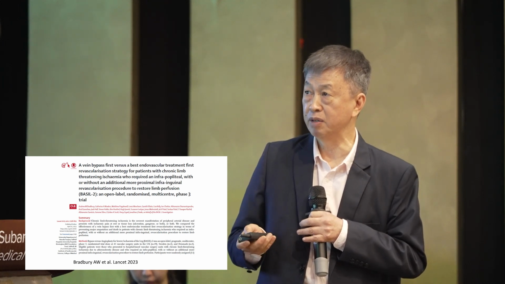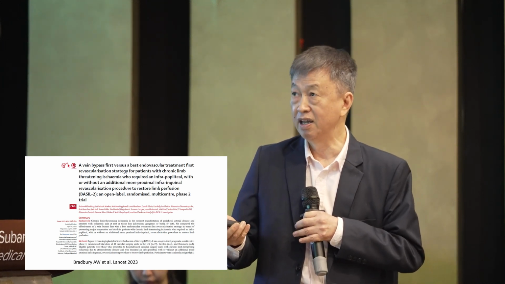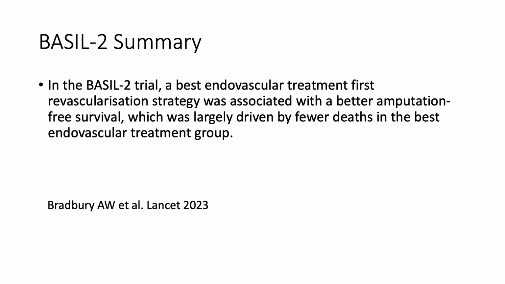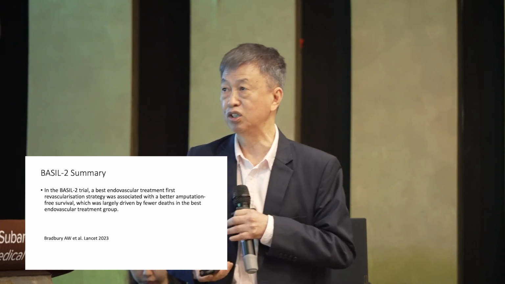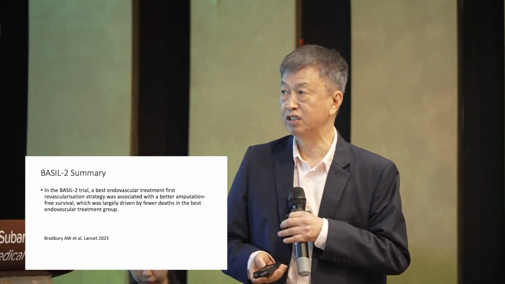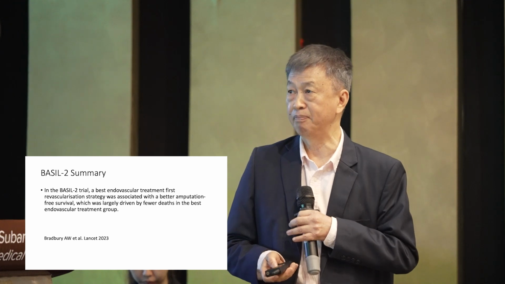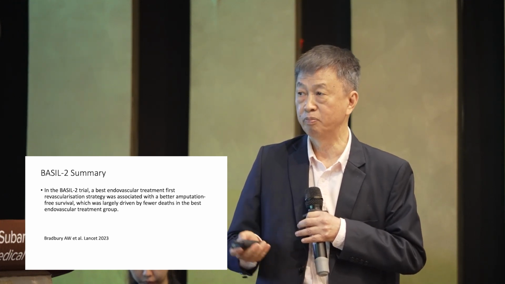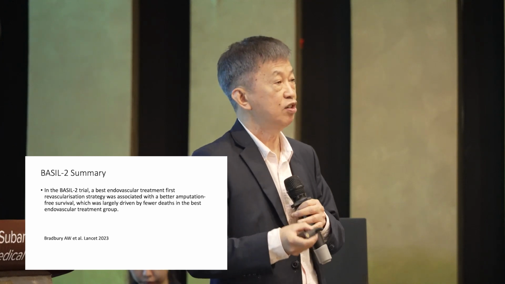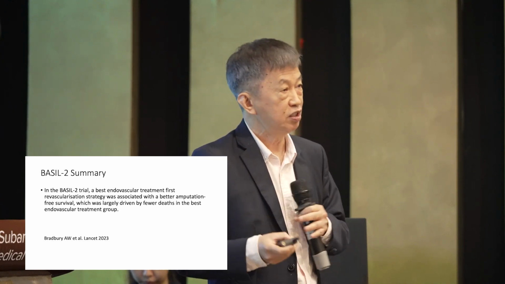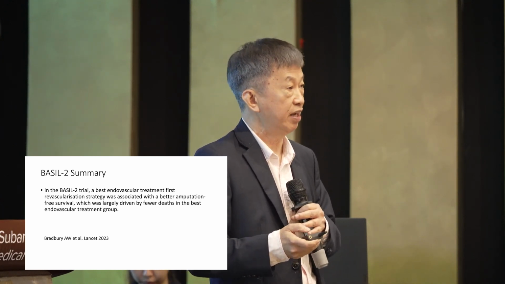This trial was done in the UK. In summary, in the BASIL trial, a best endovascular treatment first revascularization strategy was associated with better amputation-free survival, which was largely driven by fewer deaths in the best endovascular treatment group. So Bradbury concluded in the Lancet that maybe endovascular therapy is better because patients in this group had less risk of death.